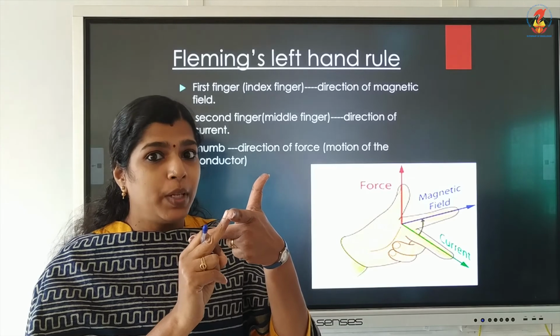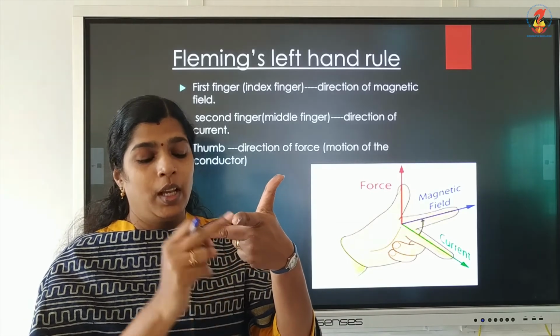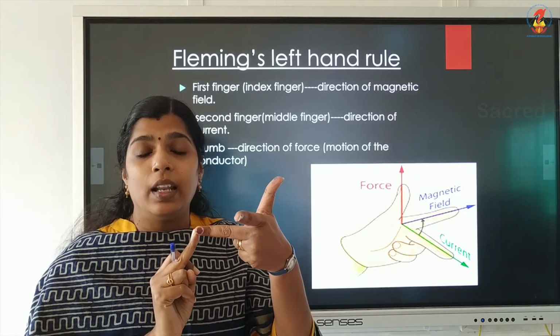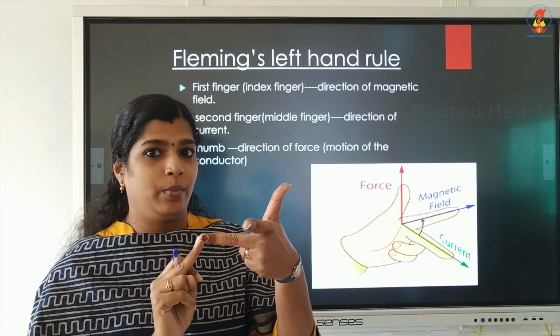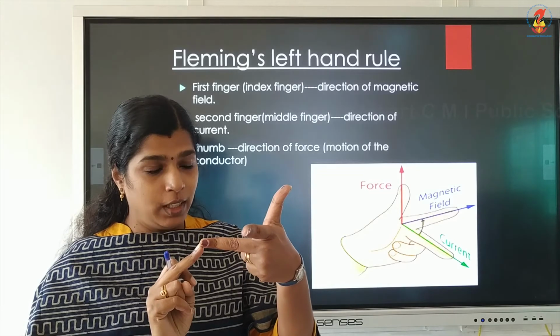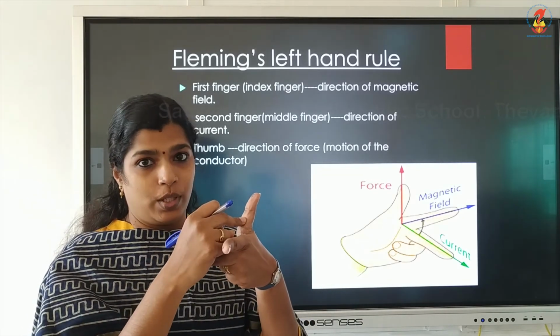Forefinger will represent the direction of magnetic field. Then the middle finger will represent the direction of current. Then the thumb will give you the direction of force.